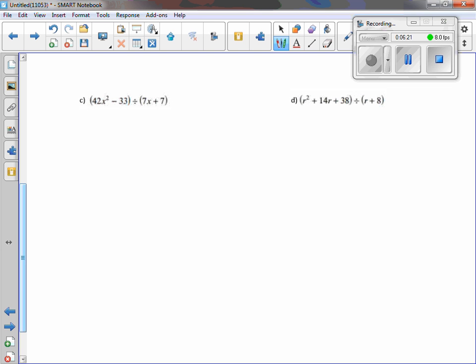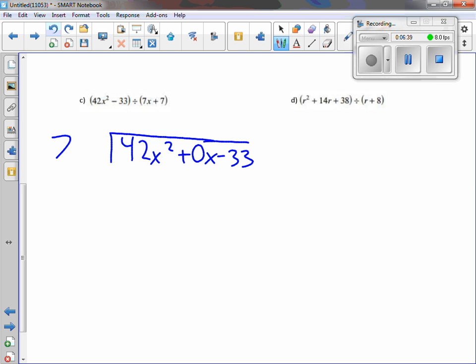C is also long division. So again, inside our bracket is our first polynomial. Notice again, it jumps from x squared to no x's at all. We need just that solo x. So plus 0x minus 33. Then out here I have 7x plus 7. There's our three-step process: divide, multiply, subtract. We divide the first terms.